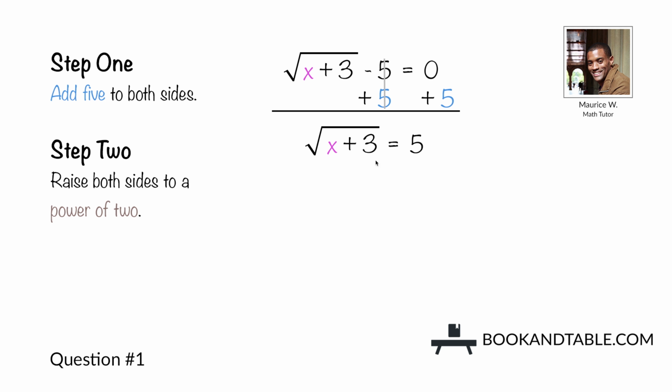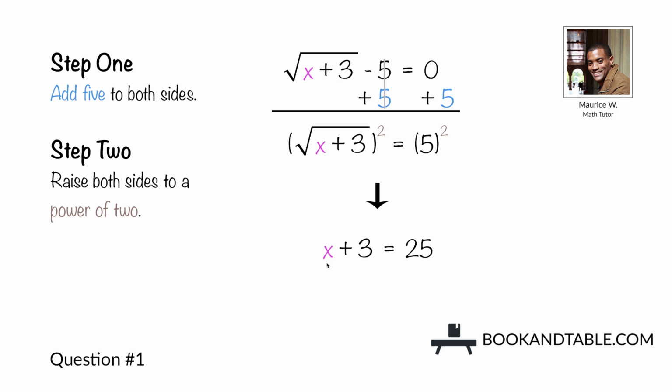Step 2, to eliminate this radical sign, we want to raise both sides of this equation to a power of 2. By doing so, we negate this index, which is 2, leaving us with just what is underneath the radical, which is x plus 3. Since we squared the left side to get rid of the radical, we must also square the right side. 5 squared gives us 25. So after step 2, we have x plus 3 is equal to 25.